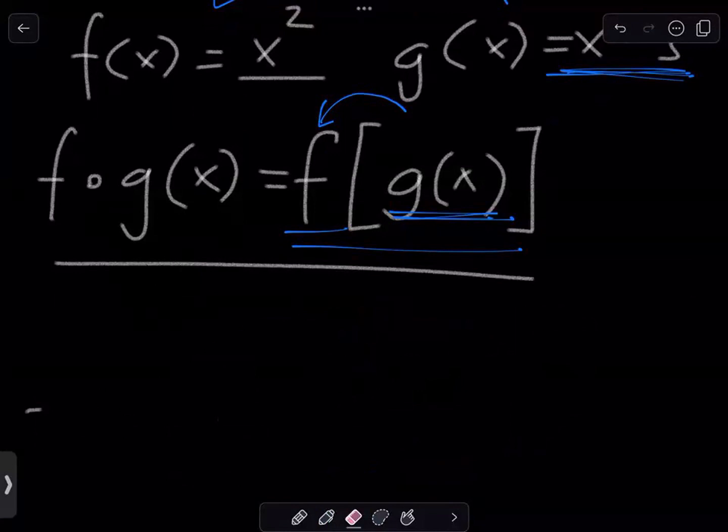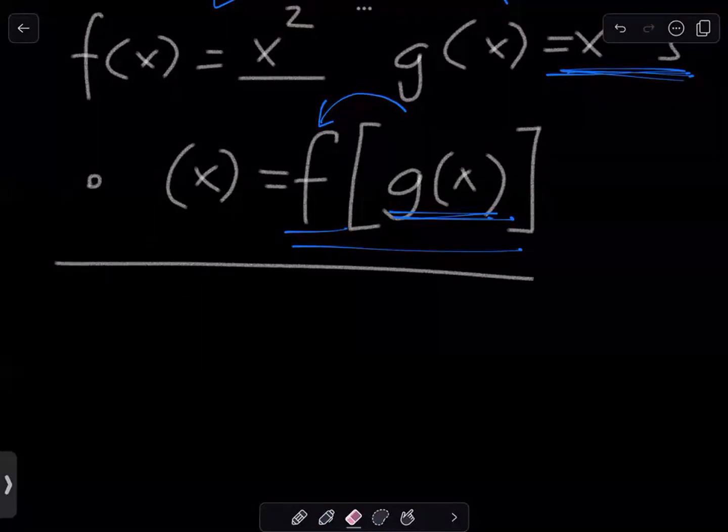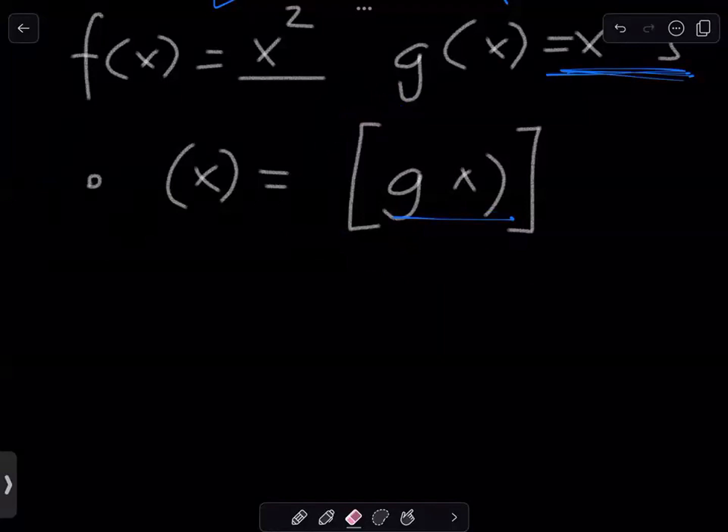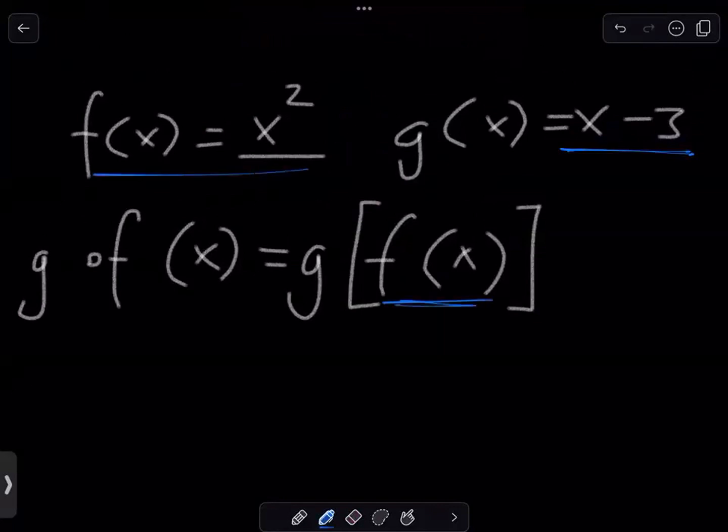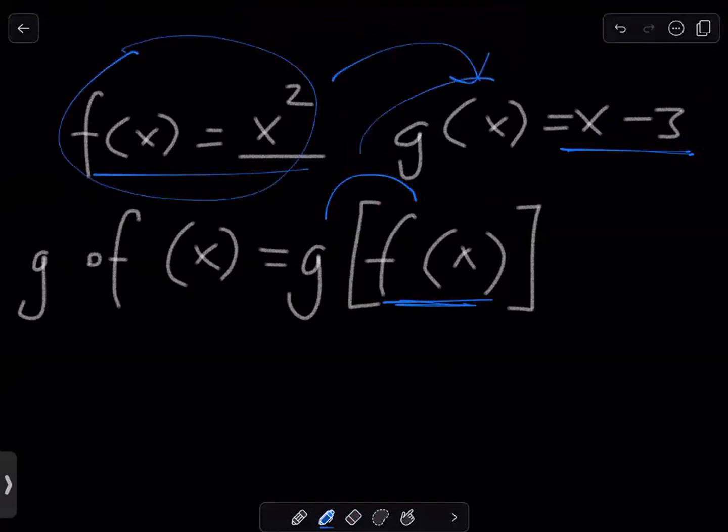Let's just do it in terms of g of f of x. So let's say we wanted this. We wanted g circle f, or g of f of x. So what this means now is that we are inserting the f function into the g function. So we are inserting this function here into the g function. So here's the g function. In place of x, I have an x there.